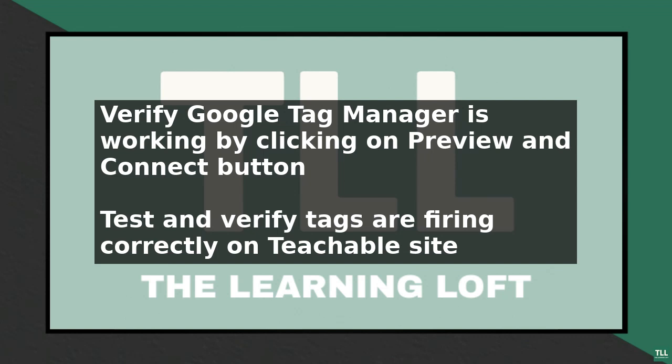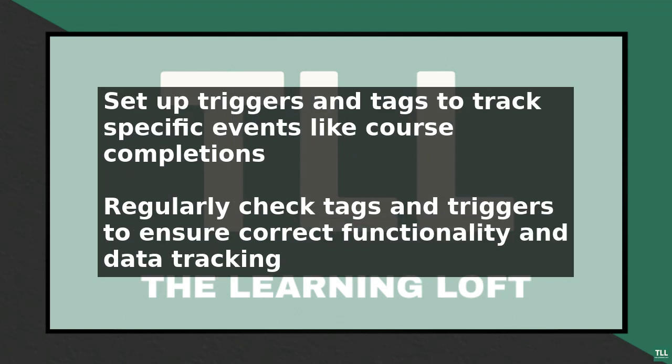To track specific events on your Teachable site, such as course completions or purchases, you will need to set up triggers and tags in Google Tag Manager. For example, to track course completions, you can set up a trigger for the course completion event and a tag to send the event data to Google Analytics.